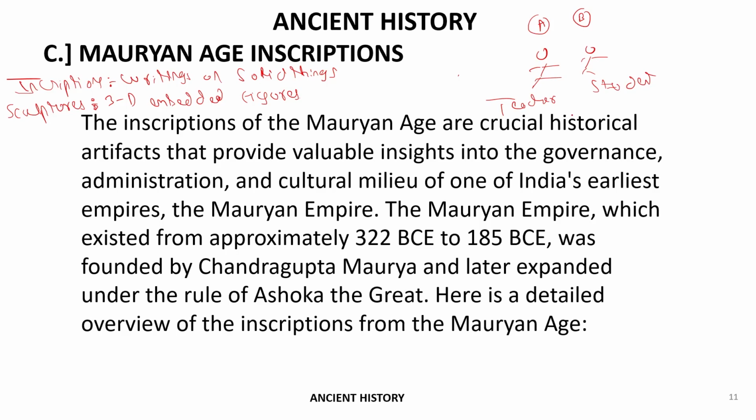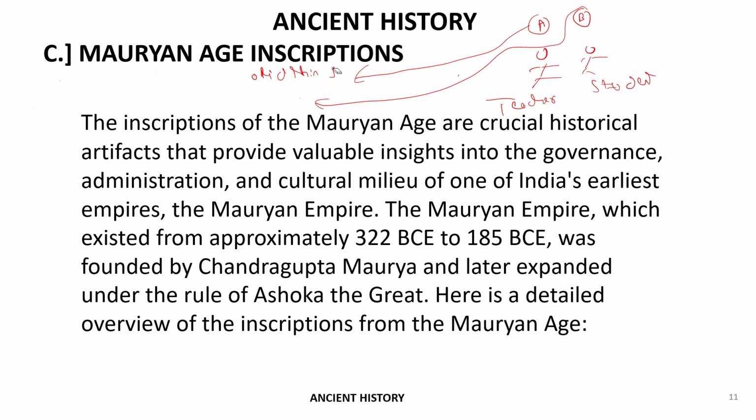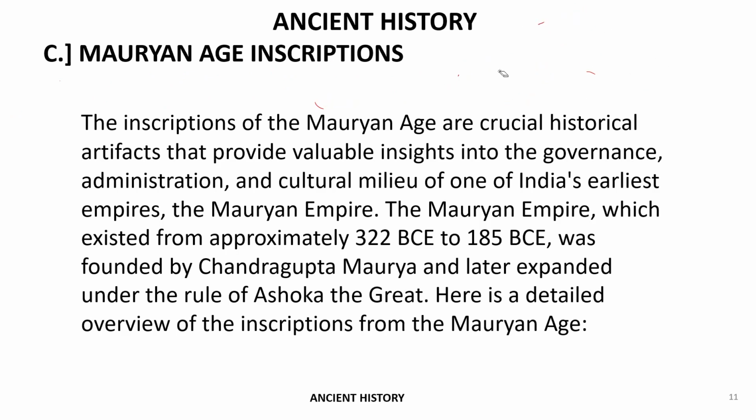So if you find that A belongs to this class and B belongs to that class, I don't think you will take a long time to tell me, okay sir, this is the sculpture and this is the inscription, because now you have clarity on what inscriptions and sculptures mean. I hope I have cleared this in your mind. Now let's start this topic.